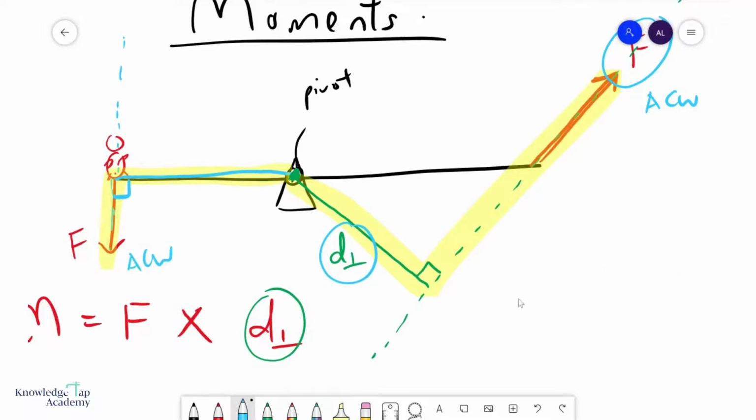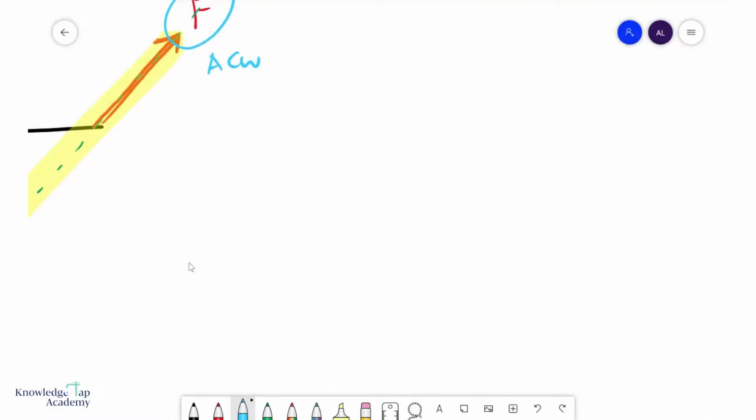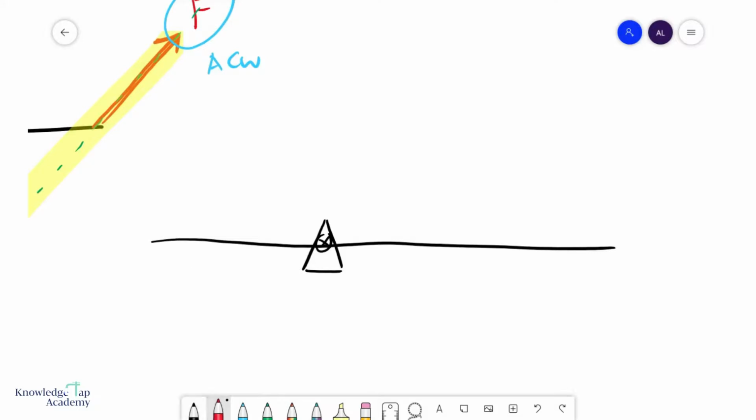Now, there is another way to calculate a moment about the pivot. So let's use a clean diagram, also still keeping in line with the seesaw. All right, that's not very straight. Let's draw again. So now let's say we have a force again like this.